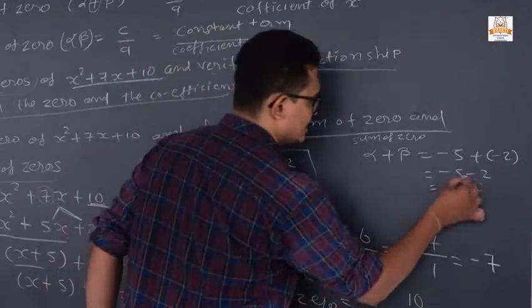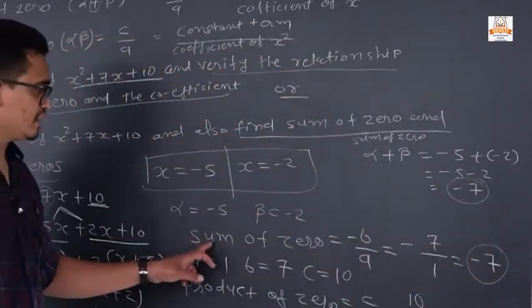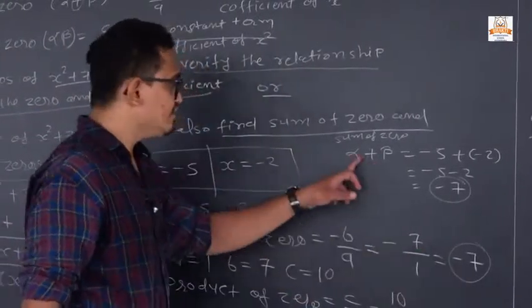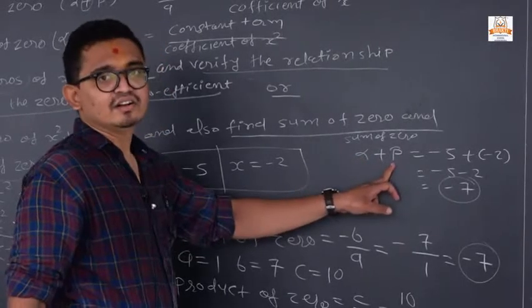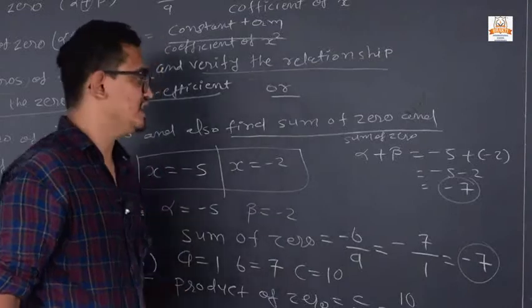See that this and this answer will be the same. Clear? So it means if we are using the direct formula, we can get the answer directly. And if you are using the other method, first of all you can add both zeros, and then finally find the answer.